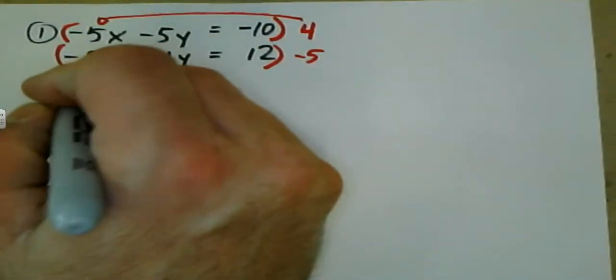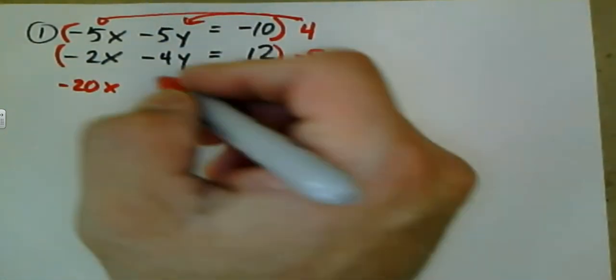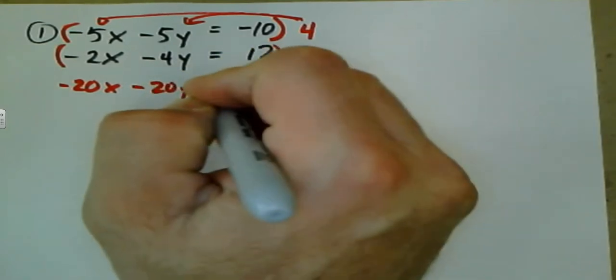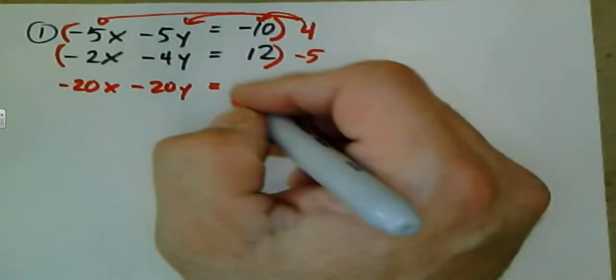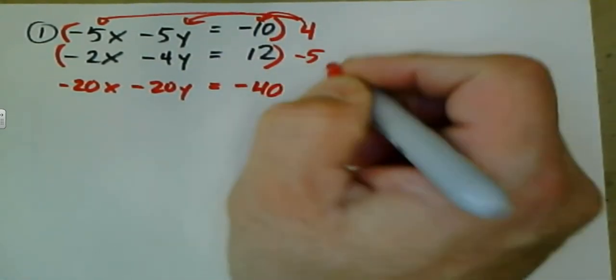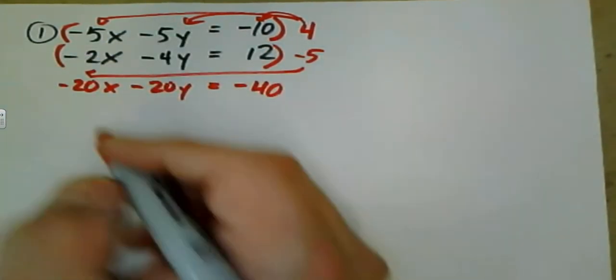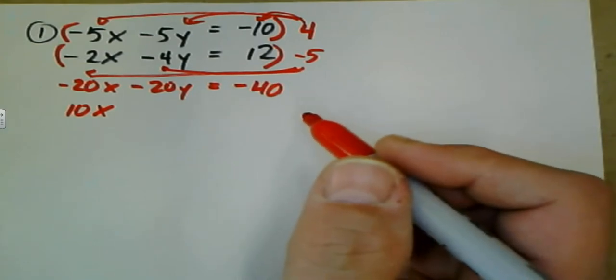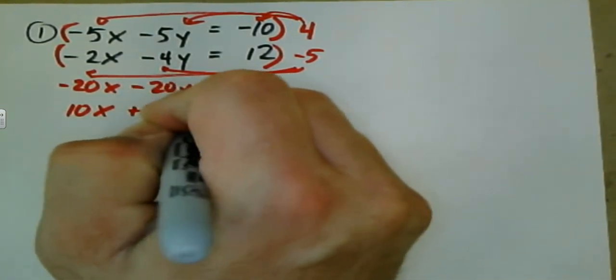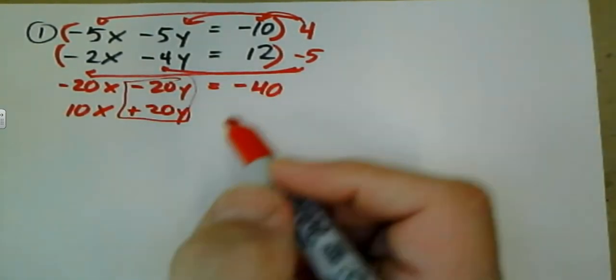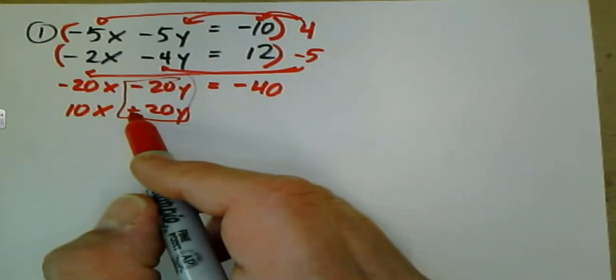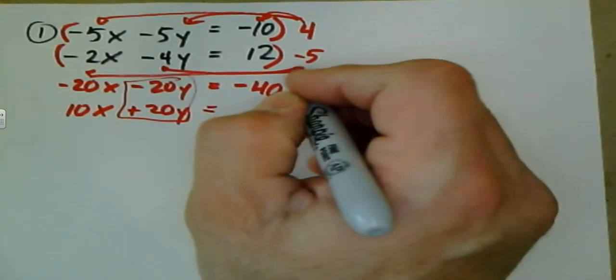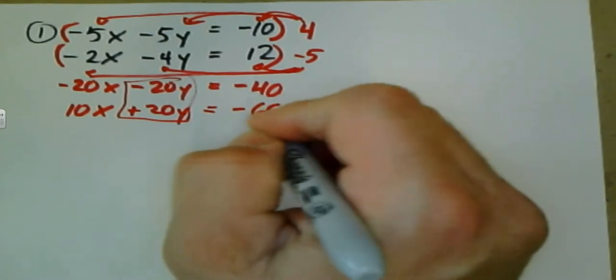4 times -5 is -20x. 4 times -5 is -20y, and 4 times -10 is -40. 5 times -2 is 10. 5 times -4 is 20. First check. Am I good? Yes. One's negative, one's positive. 5 times -12 is -60.